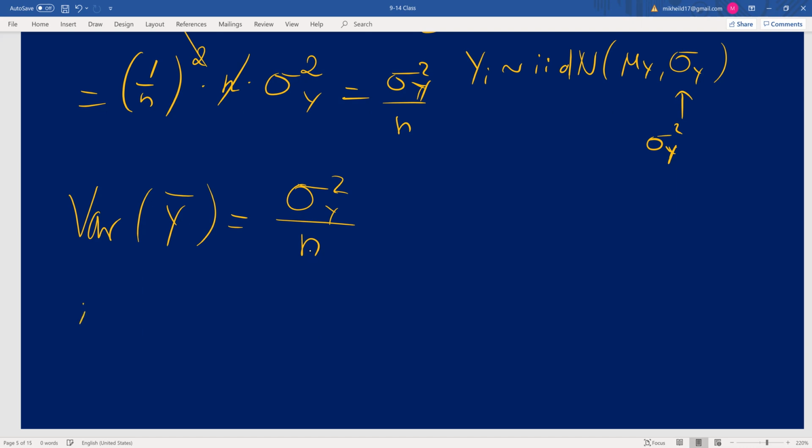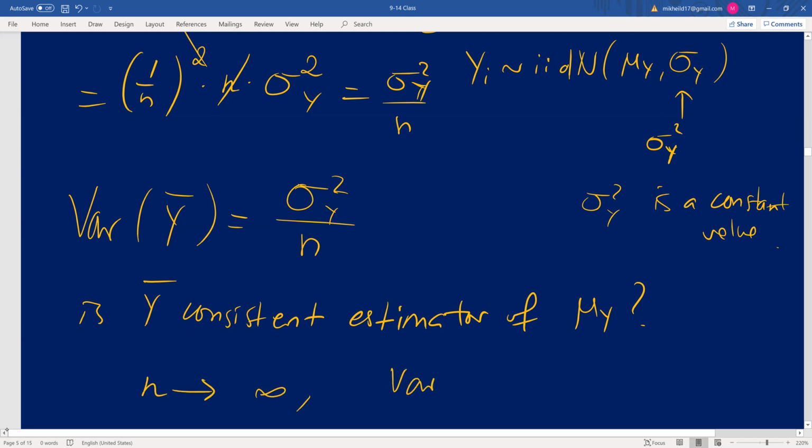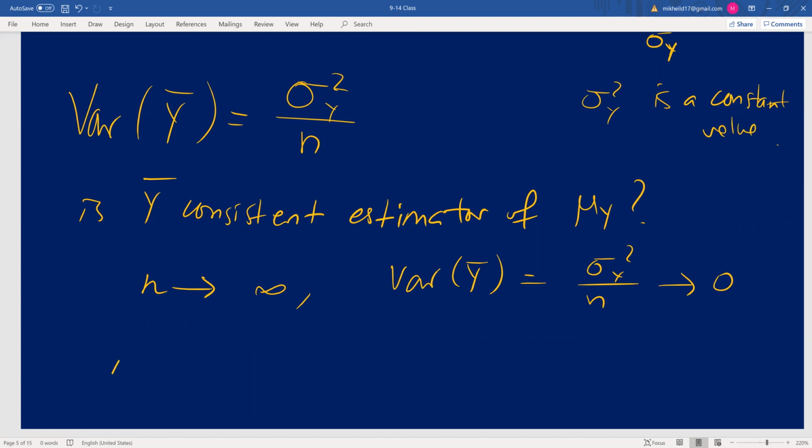So then is y bar consistent? Yes. Can you tell me why? Because the variance of y bar as n reaches infinity is supposed to be 0. Sigma squared of y is a constant. So when n goes to infinity, what happens to the variance? It reaches 0, because sigma squared of y is constant and this will go to 0. So then it means that yes, y bar is consistent.